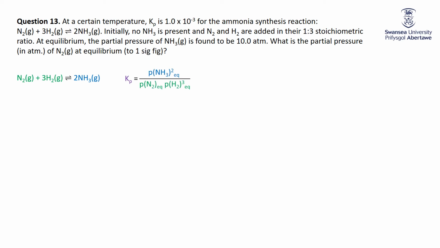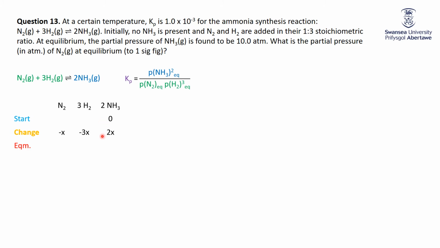There's our equation. There's the expression for Kp. We, of course, know Kp. We know the NH3 at equilibrium is 10. We want N2. We don't know H2. But that's okay, because again, same SCA chart, we have no NH3 at the start.